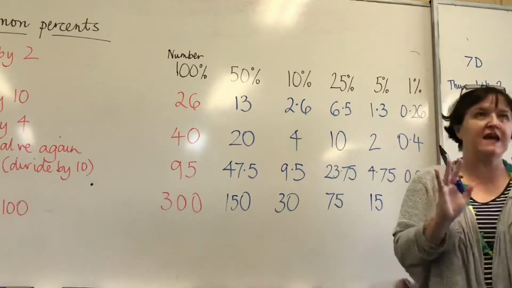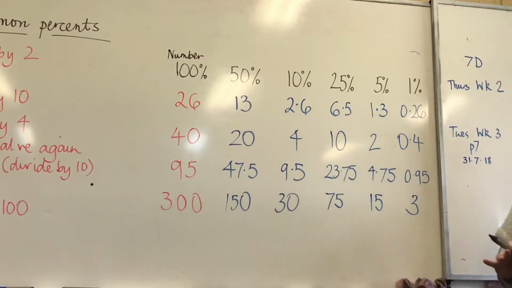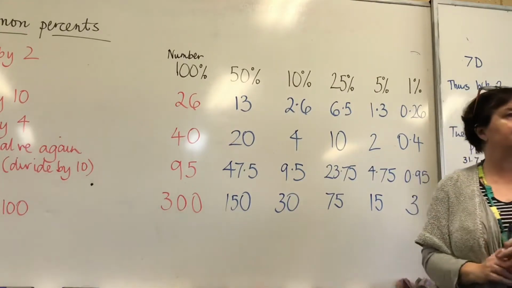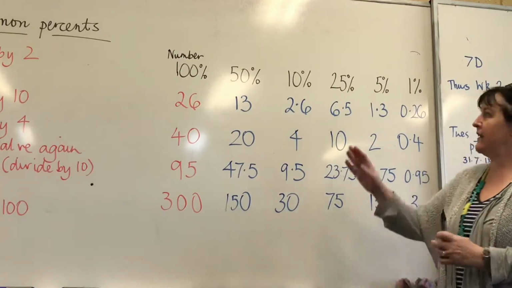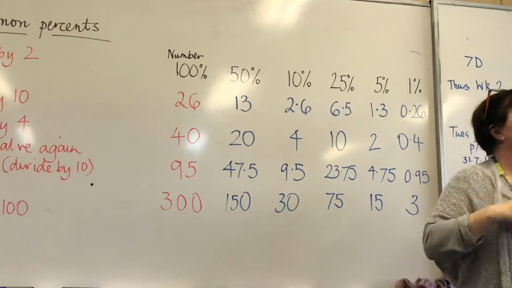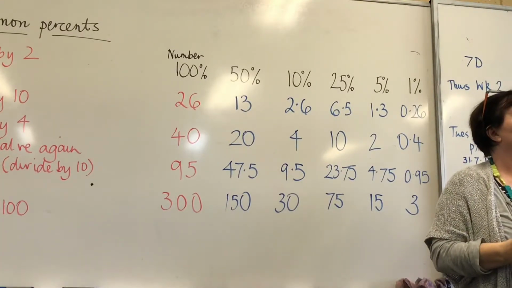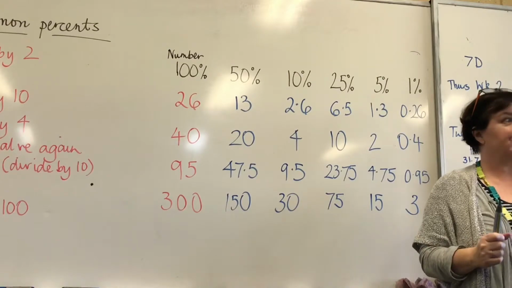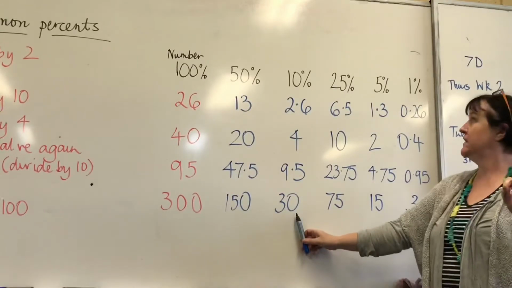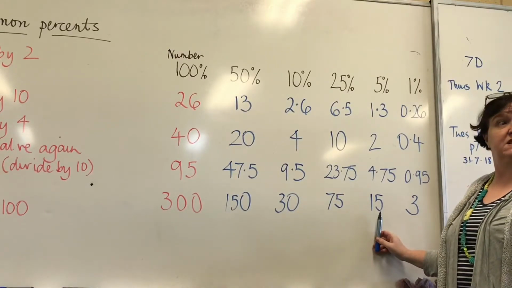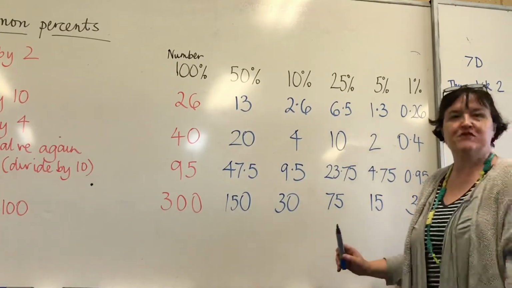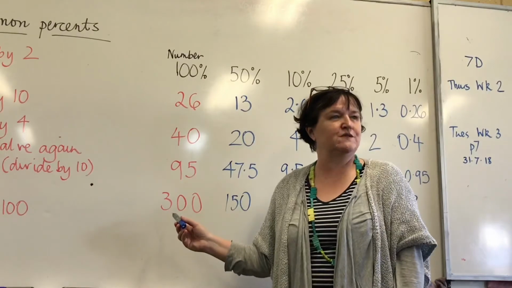Okay, so what is 17% of 300? How would you do it? How can you make 17 using these numbers? Mackenzie? You add the 10%, the 5%, and two lots of the 1%. Well done. So 10% is 30, 5% is 15, which makes 45, and then 2 threes make 51. So 17% of 300 is 51.